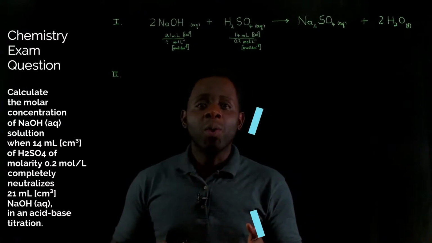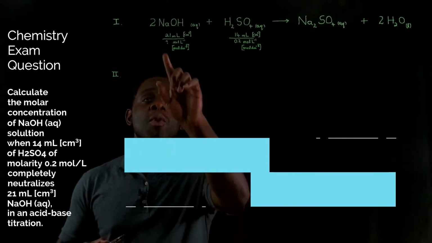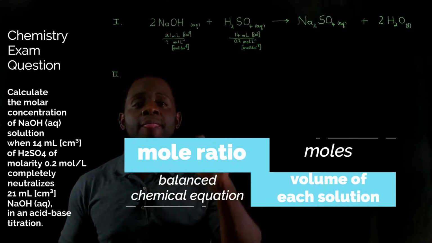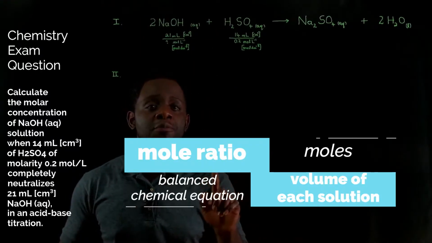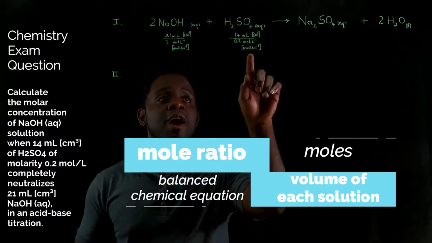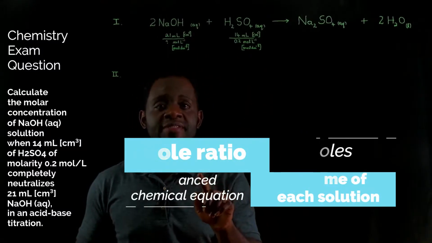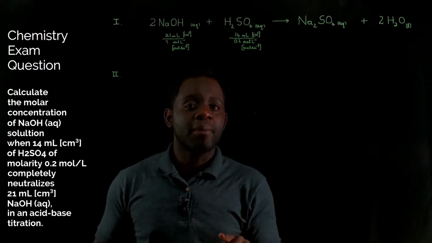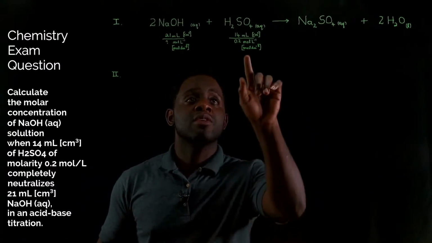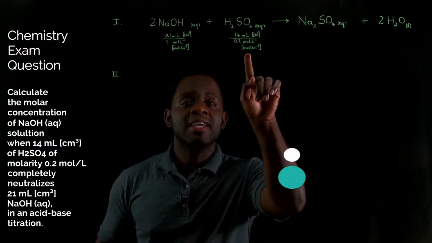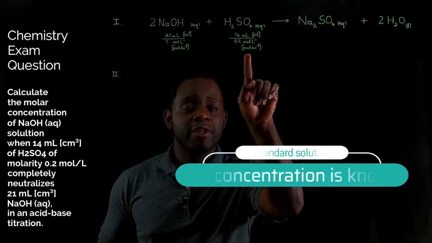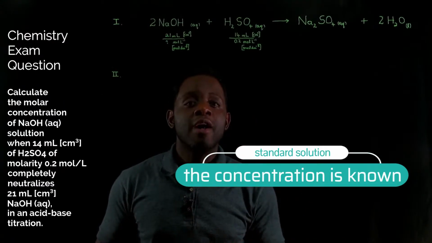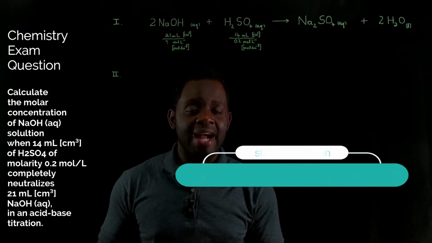Ultimately, our goal is to relate the mole ratio given in the balanced chemical equation to the number of moles in the volume of each solution that is reacting. We can determine the number of moles in the sulfuric acid because it is our standard solution. A standard solution is a solution in which the concentration is known exactly.